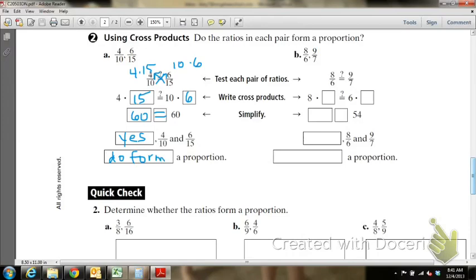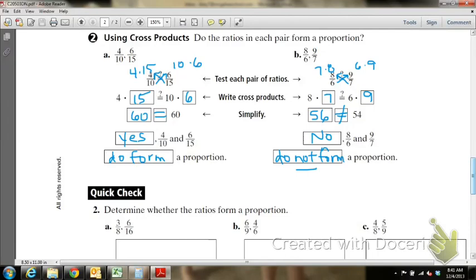Let's try example B. Multiply bottom to top, 6 times 9, and 7 times 8. 8 times 7 is 56. 6 times 9 is 54. These are not equal, so no, these two fractions do not form a proportion.